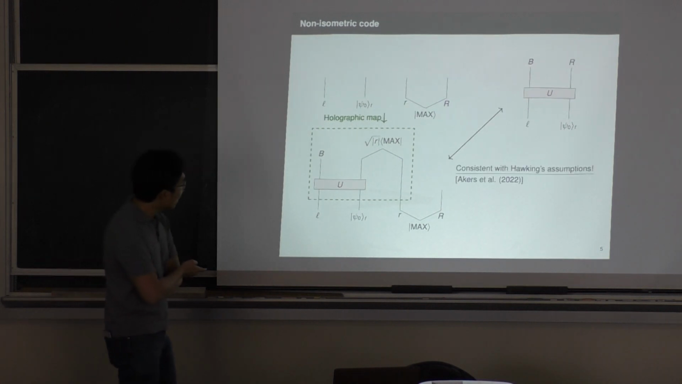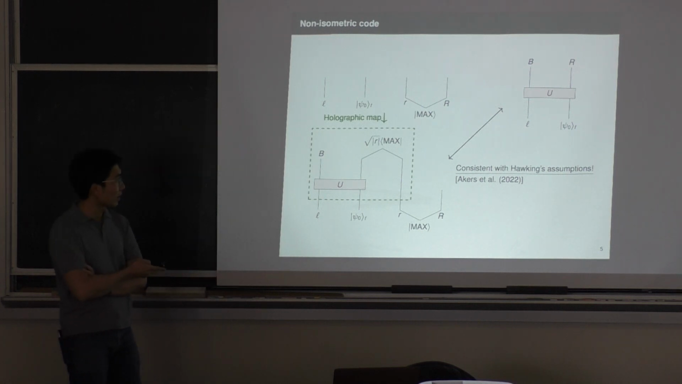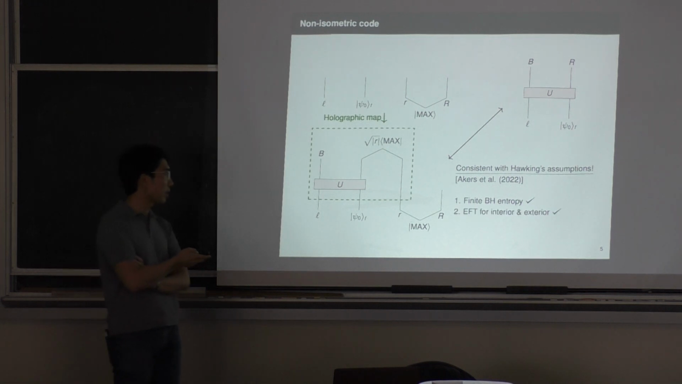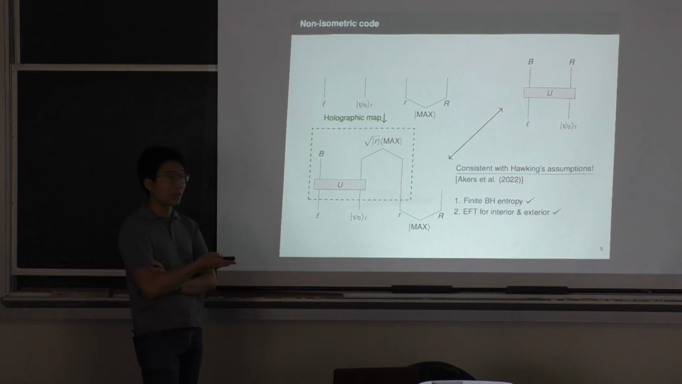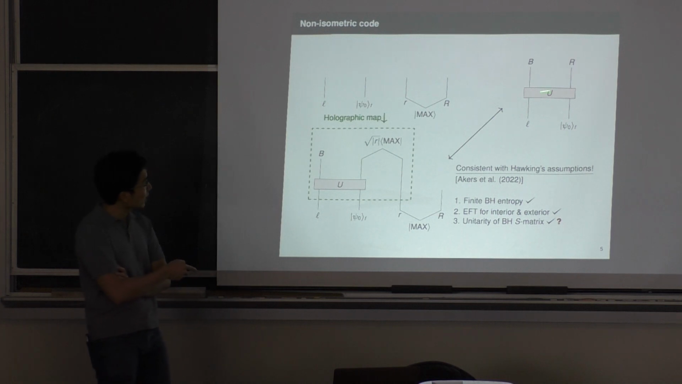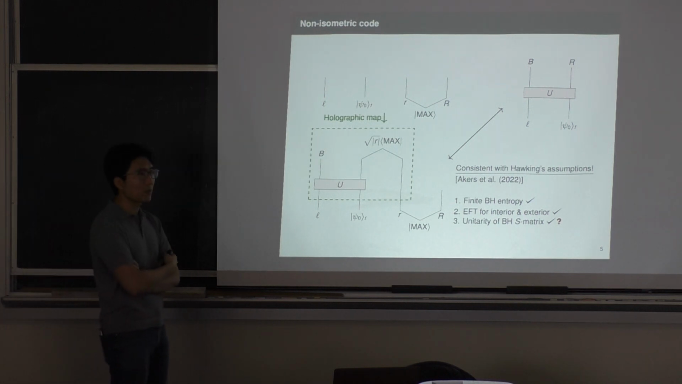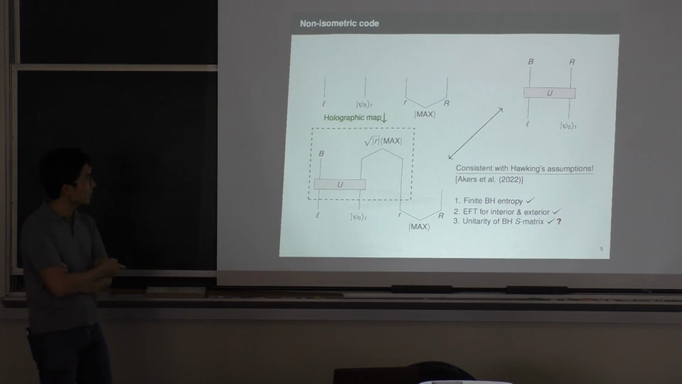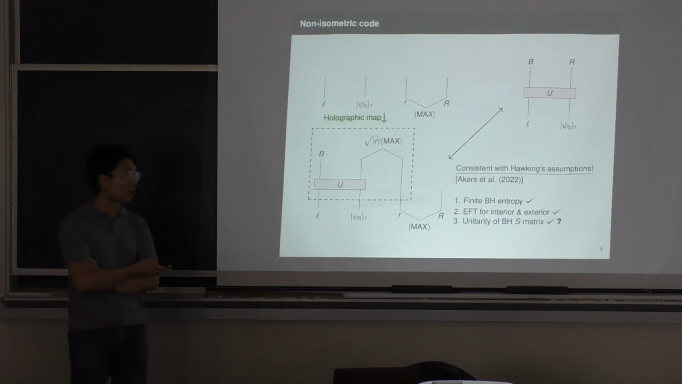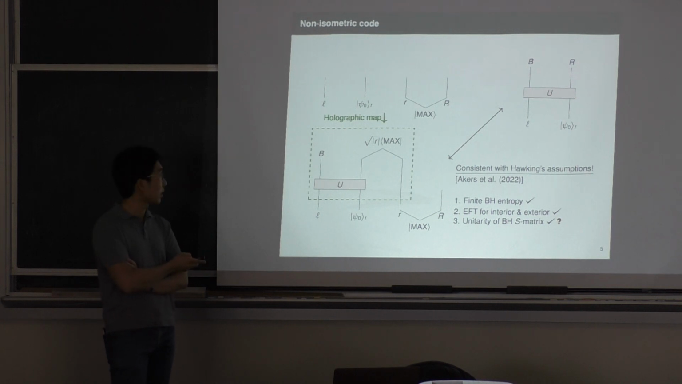And what's nice is that in various ways this is consistent with Hawking's assumptions. For example, you get finite black hole entropy, and you get effective field theory for both the interior and the exterior. And also you have the unitary S-matrix. So to be clear, in this picture, everything is unitary. Insofar as you assume that this is a unitary process, what you get here is unitary by definition. But I'm going to argue that if you try to add some realistic features into this model, it's not too obvious that this model would end up being unitary. And that's the issue that I want to discuss in this talk.